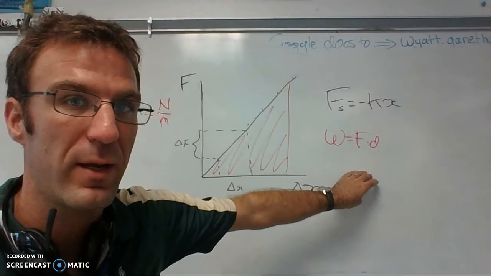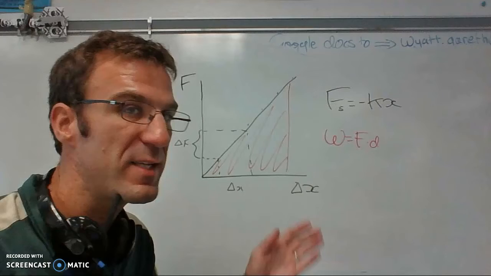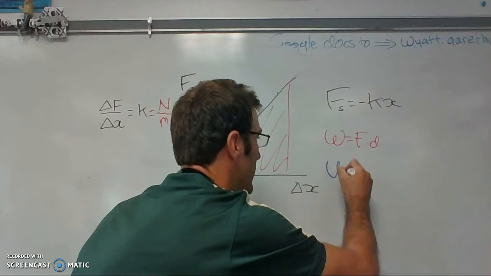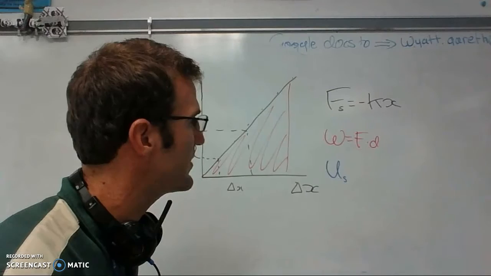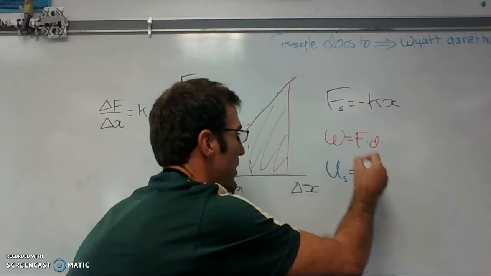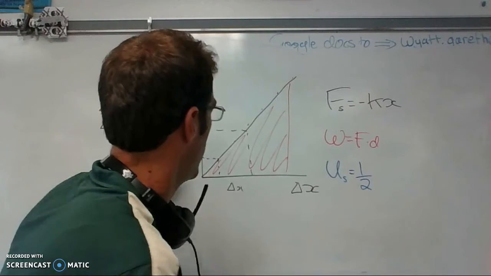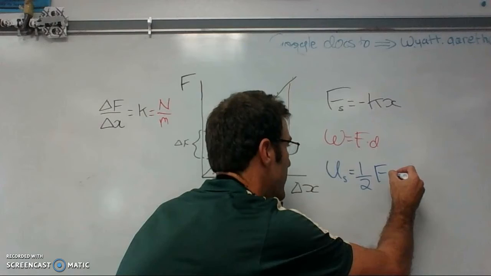So if I find the area underneath, once again, I've got a triangle. I'm going to call the potential energy of a spring U sub S. To calculate it, I need the area underneath this line. It's a triangle, so it's one half base times height, so it's one half the force times the change in position, x.